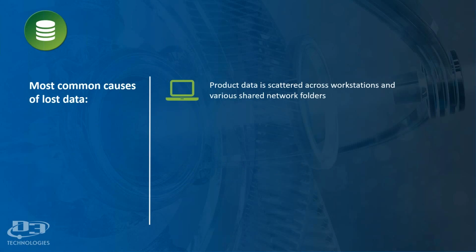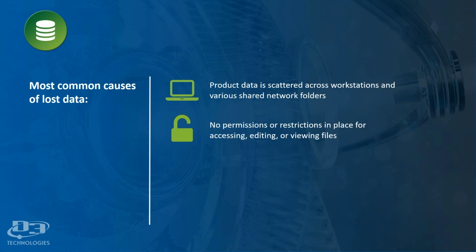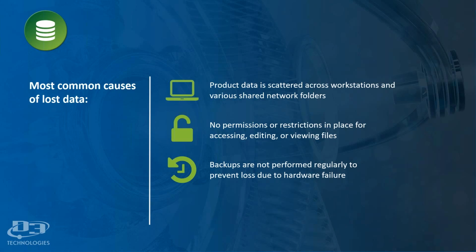First off, product data is sometimes not stored in a central location. Bits and pieces are on each engineer's workstation or on various shared network folders. Permissions are not in place for accessing, editing, or viewing files. So anybody that can get to one of those shared folders is able to do whatever they desire. Backups are not performed, which makes all your data vulnerable to loss if there's a hardware failure. Engineers that are working on the same file end up overwriting each other's work. Some of these probably sound familiar.